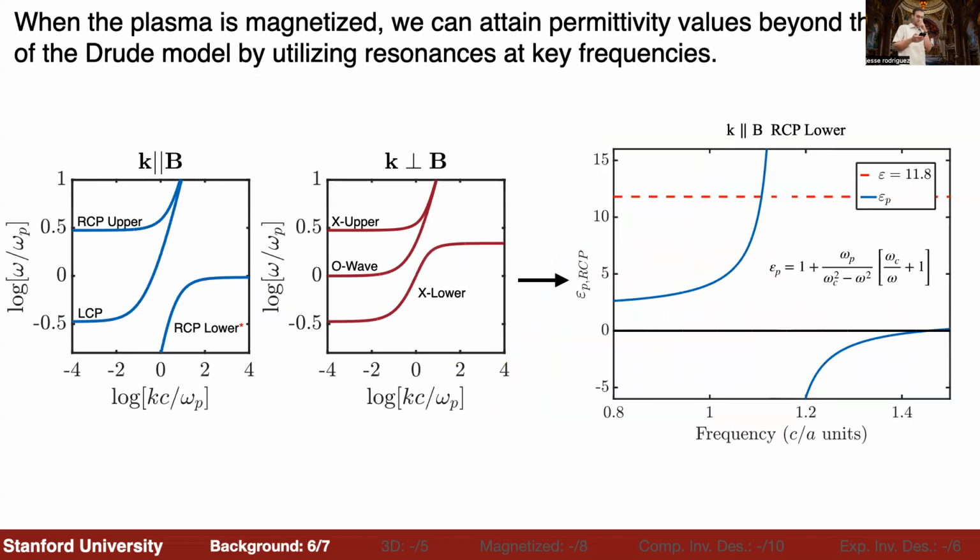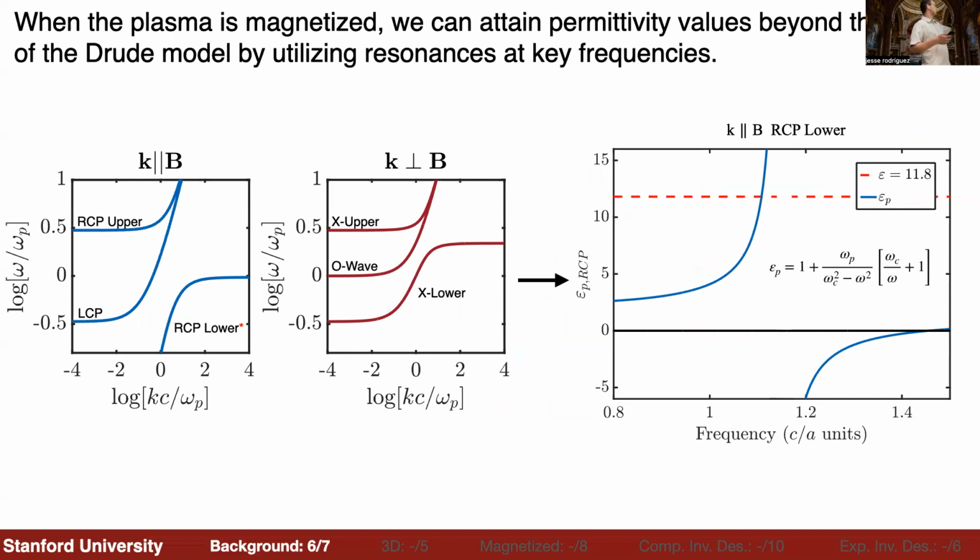Now, when the plasma is magnetized, we can attain permittivity values beyond the limits of the Drude model. So you saw on the previous slide, the permittivity value is limited on the upper end by 1, but when you magnetize the device and take advantage of resonances, which I'll point out on these plots on the left in a moment, you can attain permittivity values that are much greater than 1.